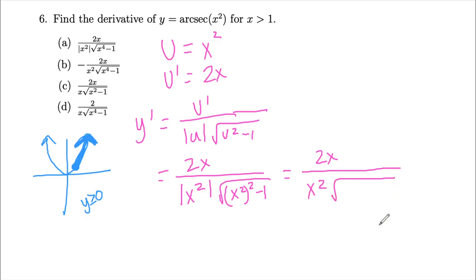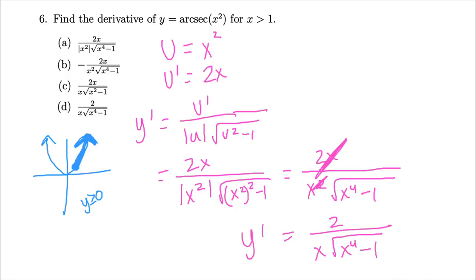And then again, times the square root of x squared, which is x to the 4th minus 1. Now, last step, we just have to simplify. I'm going to cross out this x and cancel it with one of those x's in the denominator. And I'm going to get 2 over x times the square root of x to the 4th minus 1 for my y prime, which would be answer choice D.